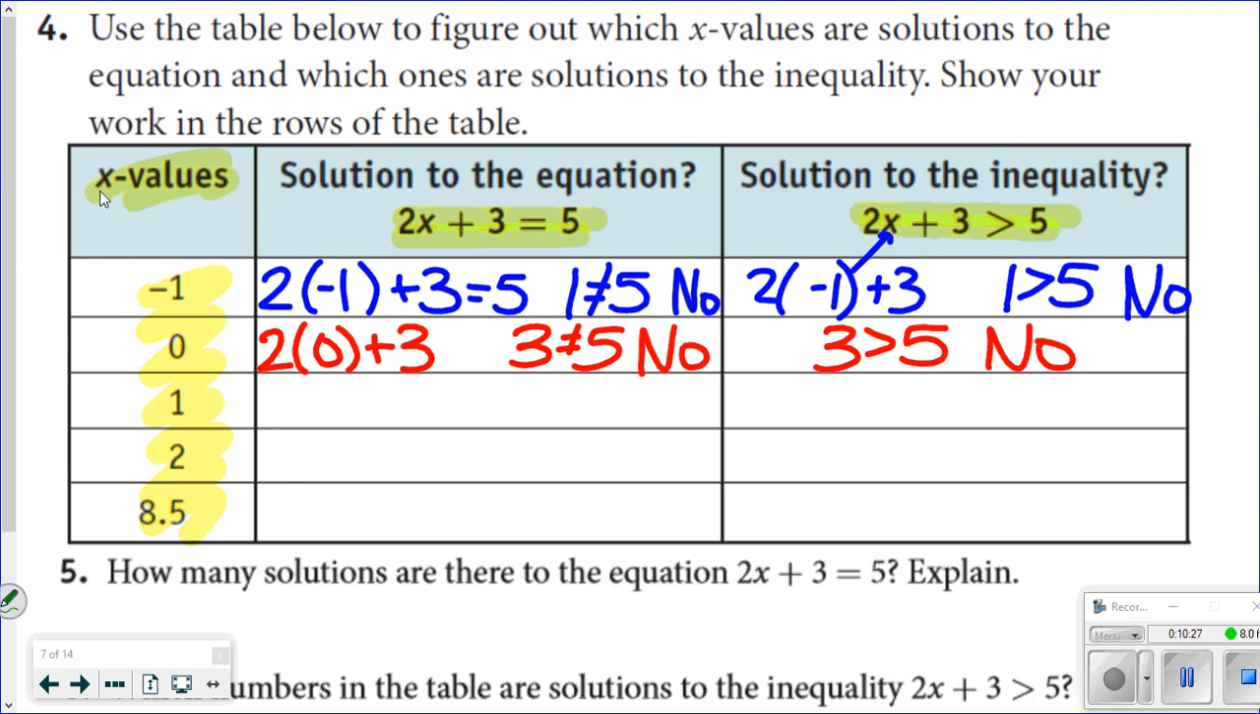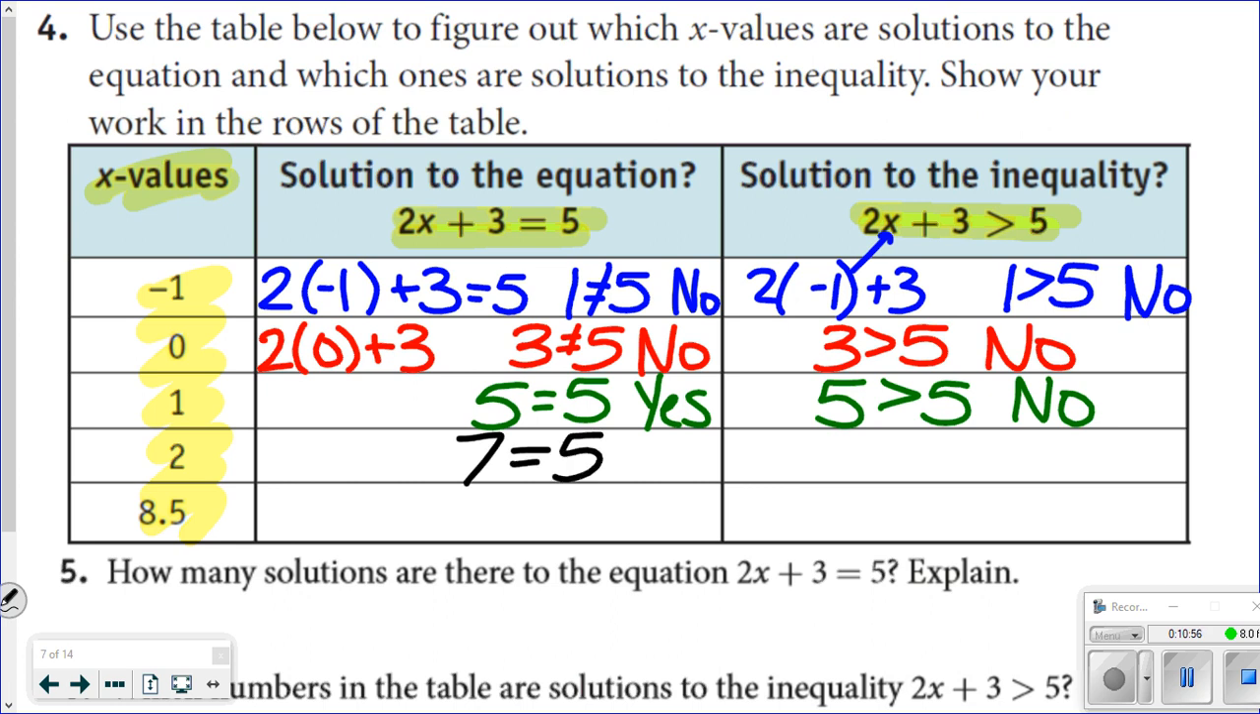When we plug in 1, we get 5 equals 5. Yes, that's a true statement. So that means 1 is the solution to this equation. Over here, is 5 greater than 5? Be careful. This is no. The next one, when we plug in x equals 2, we get 7 equals 5. False statement, so this is no. Is 7 greater than 5? Yes.